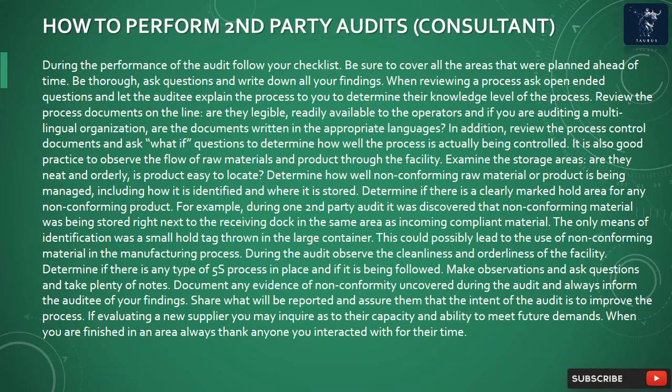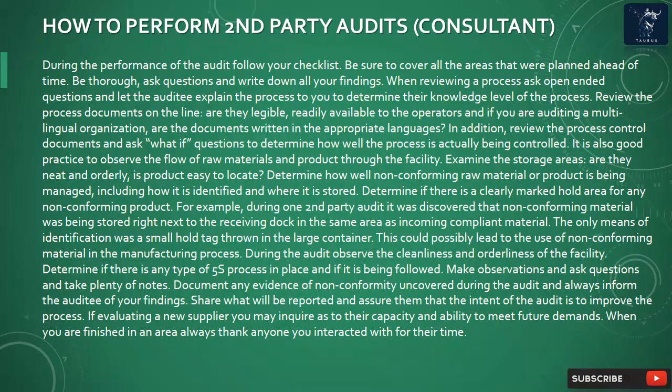When reviewing a process, ask open-ended questions and let the auditee explain the process to you to determine their knowledge level of the process. Review the process documents on the line. Are they legible, readily available to the operators, and if you are auditing a multilingual organization, are the documents written in the appropriate languages? In addition, review the process control documents and ask what-if questions to determine how well the process is actually being controlled.